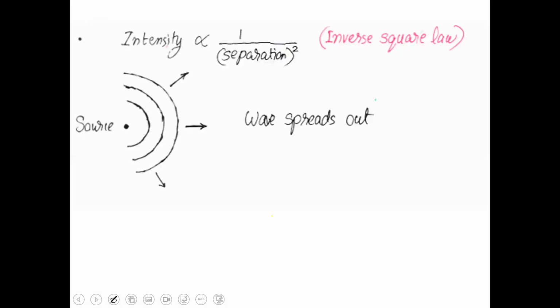So for example, you use the router for internet. As you move away from the router, the intensity of the signal decreases. As you move away from the router, the strength of the signal decreases. You have to copy this after giving the heading.